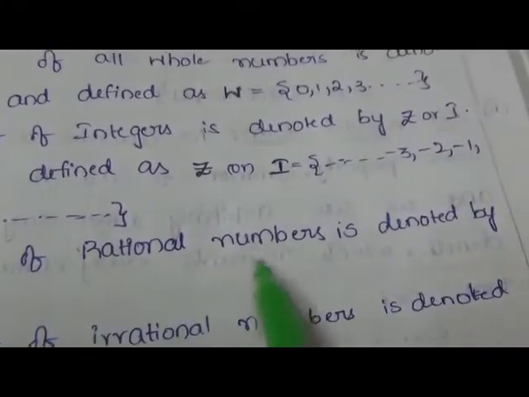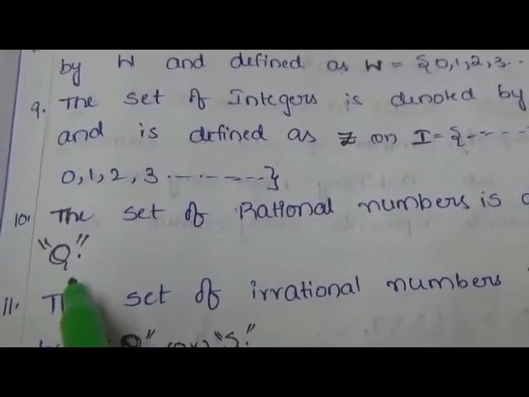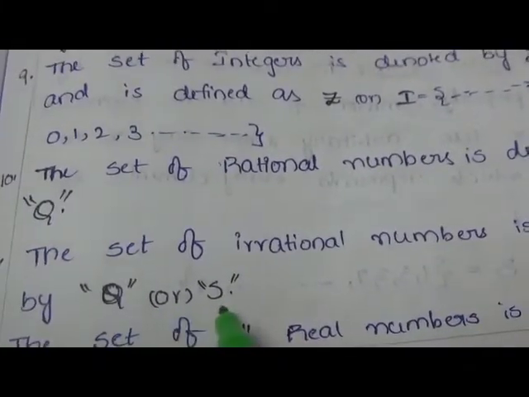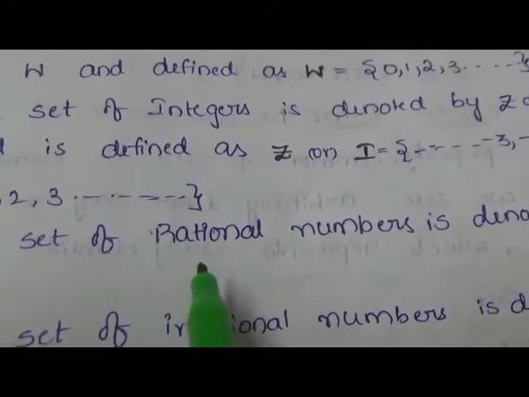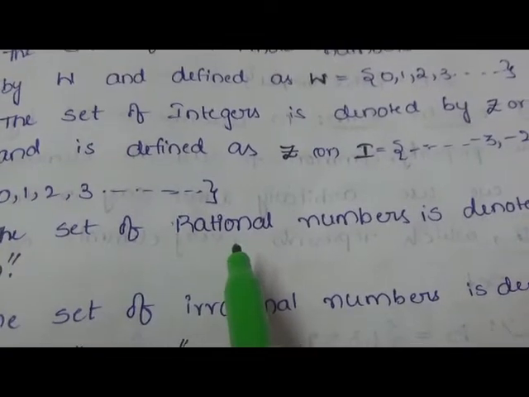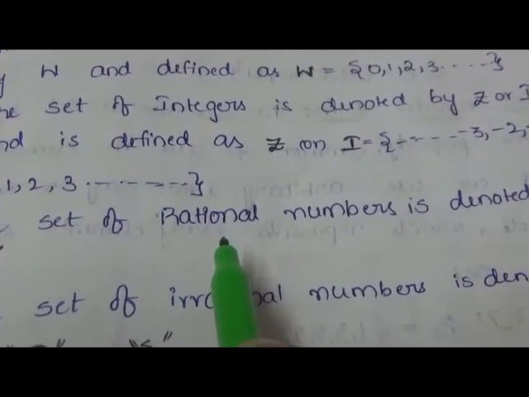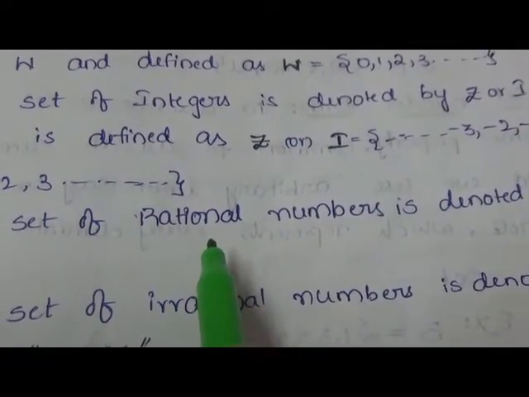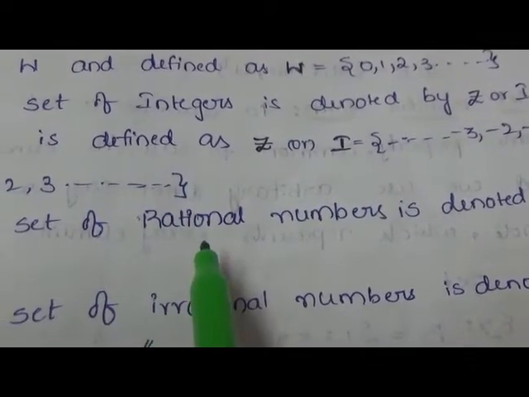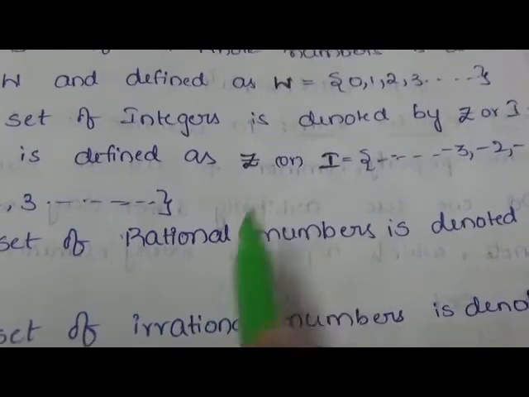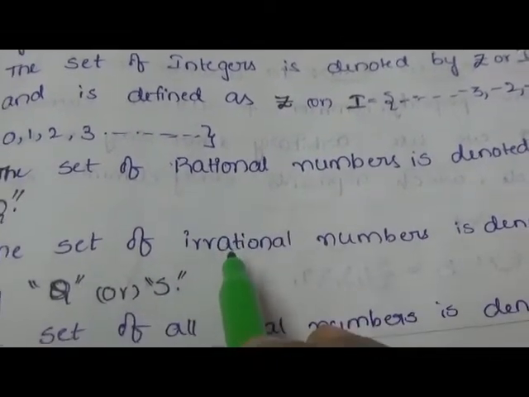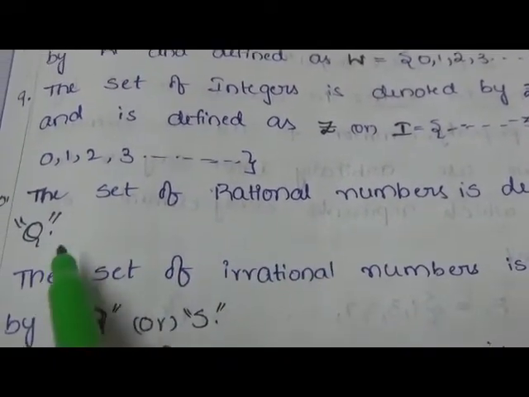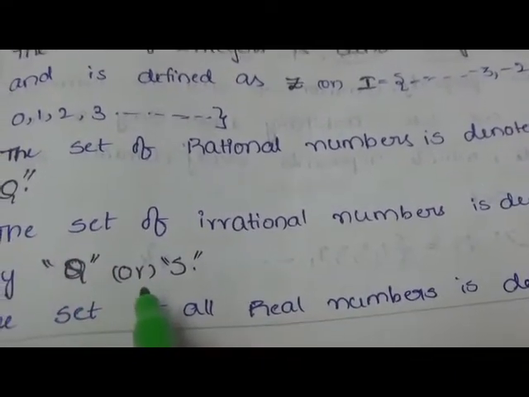The set of rational numbers is denoted with Q. The set of irrational numbers is denoted with Q or S. What do we call rational numbers? Rational numbers are in the form p by q. In the first chapter of your 10th textbook, real numbers, you have this definition: rational numbers are of the form p by q, where q is not equal to 0 and p, q are integers. Irrational numbers are not in the p by q form.